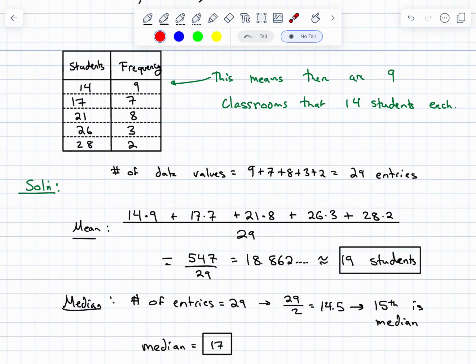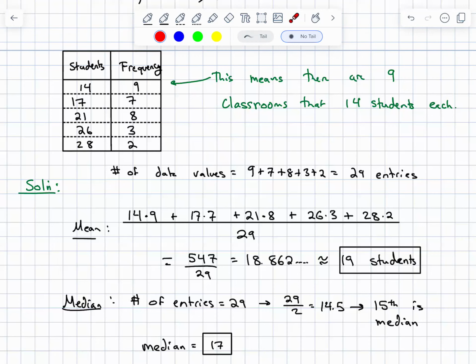So if you were to list them all out, you write 9 14s and then 7 17s, and that would give you 16 numbers right there. And the middle number, the median, is the 15th, and that's in that first set. Does that make sense? Let me say that one more time. 9 plus 7 gives you 16 of the 29 data entries. So 14 nine times, then 17 seven times. That's a total of 16 data entries. Our median is the 15th data entry, so it has to be a 17.